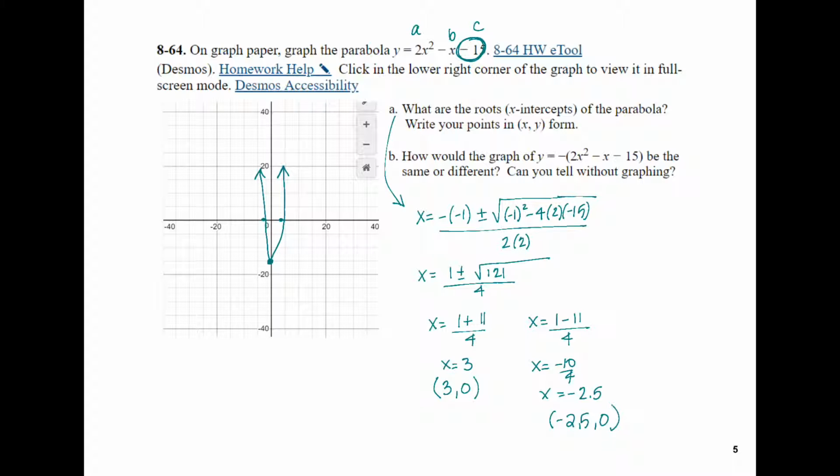When we look at question B and we have this negative in front of our quadratic, it is going to be the exact same shape, except it is going to flip over our x-axis and open down.